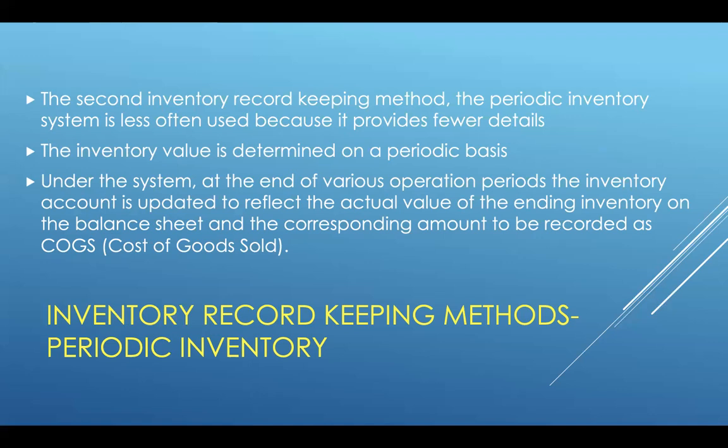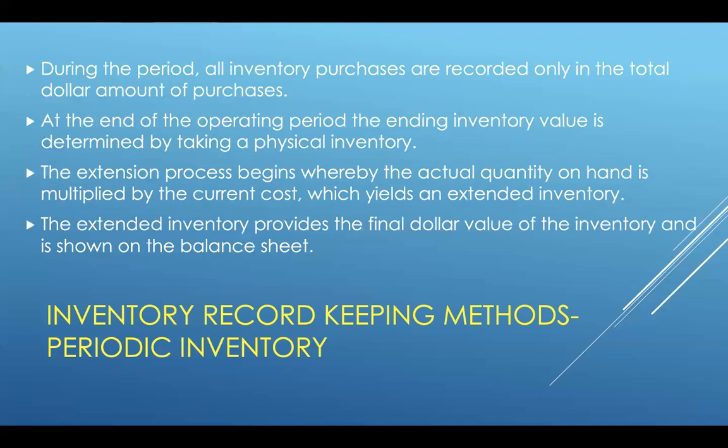Under that system, at the end of the various operation periods, the inventory count is updated to reflect the actual value of the inventory on the balance sheet, and this corresponding amount is recorded as cost of goods sold. During the period, all inventory purchases are recorded only in the total amount of purchases. So you have a beginning inventory and an ending inventory. At the end of the operating period, the inventory value is determined by taking a physical inventory. The extension process begins whereby the actual quantity on hand is multiplied by the current cost, which yields an extended inventory. The extended inventory provides the final dollar value of the inventory and is shown on the balance sheet.